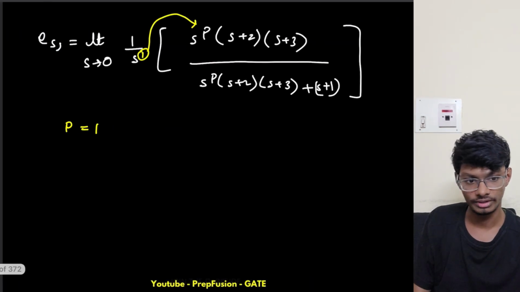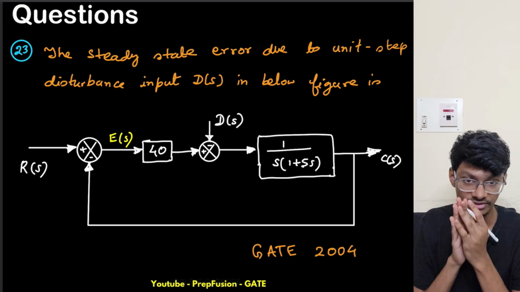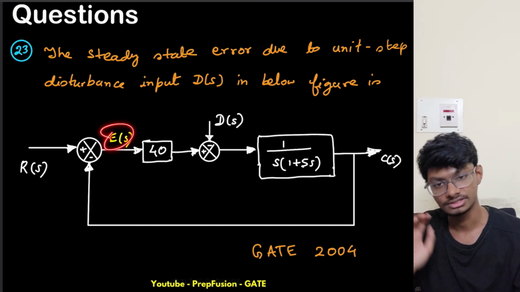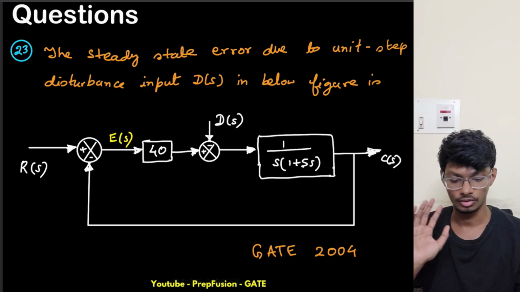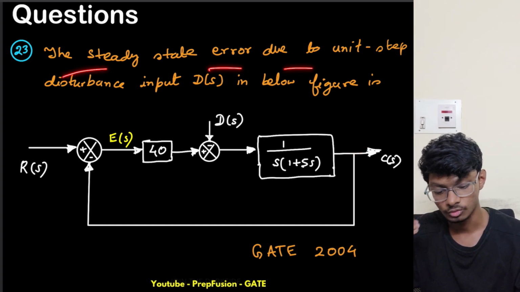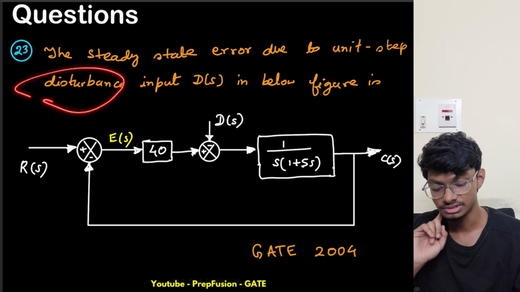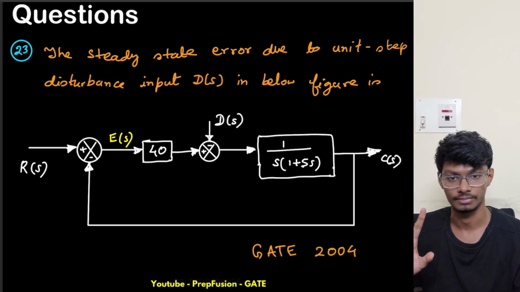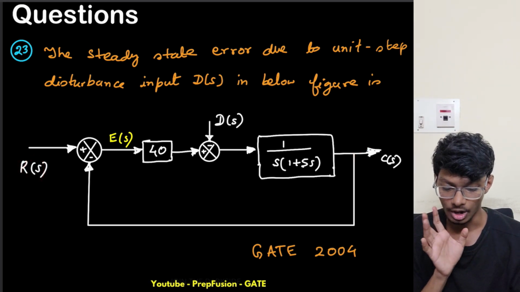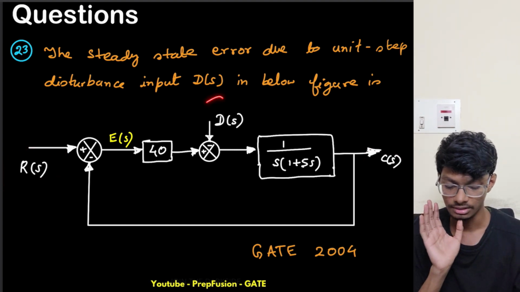Now we have another question. If these types of questions come, you don't think about anything, you just find the error at this point using Laplace. This time it isn't asking us to find the steady state error due to the reference. It asks for the error due to a unit step disturbance input d of s in the below figure. That is important. My output will be a combination of this input and the disturbance.